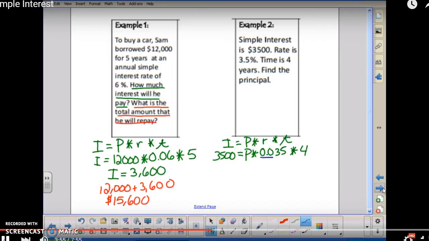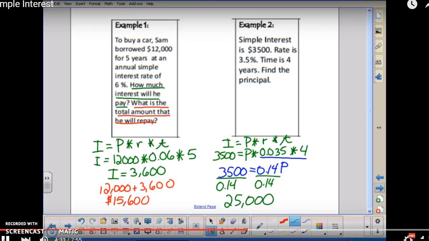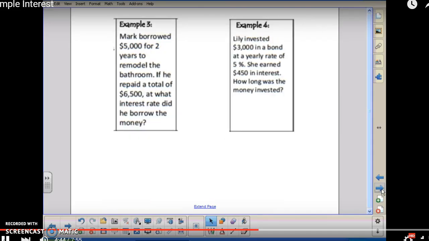So when we're solving equations like this, you want to simplify the one side of the equation. So we're going to multiply 4 times 0.035, and then rewrite our equation as 3,500 equals 0.14 times P. Then we use inverse operations to divide both sides by 0.14 to get the correct answer of P is going to be equal to $25,000. So the principal amount is $25,000.